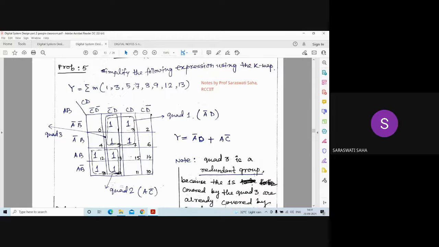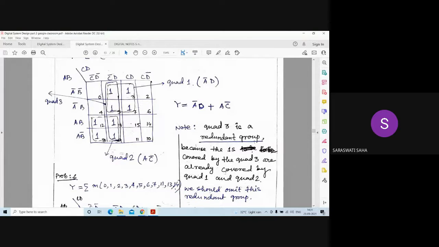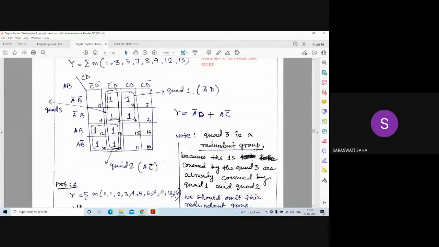Then from this equation, just place the value 1 in the corresponding min term positions. Right? So 1 in cells 1, 3, 5, 7, 8, 9, 12, 13. So now these 4 ones form a quad. Then suppose we have also taken these adjacent 4 ones. So how many quads are there? Quad 1, quad 2 and quad 3, right?